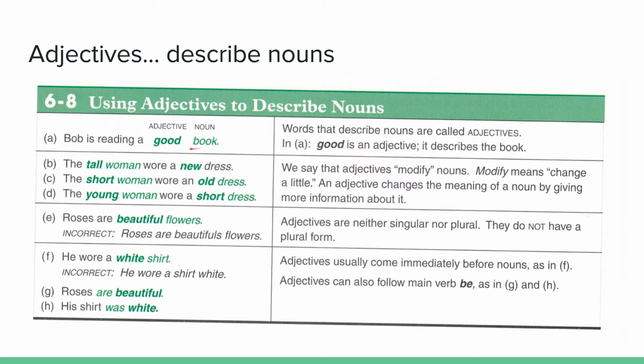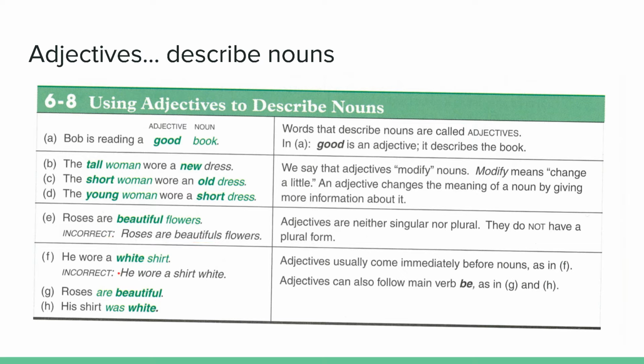Okay, and you can put these before nouns all the time. Like in B, the tall woman wore a new dress. Tall and new are adjectives. Okay. The only other thing, and I don't think Japanese speakers usually have trouble with this, but sometimes other languages change adjectives to match the number of the noun, but in English we don't do that. So there's no number for adjectives. It's just beautiful. We don't say beautiful's flowers. We don't have to do that.